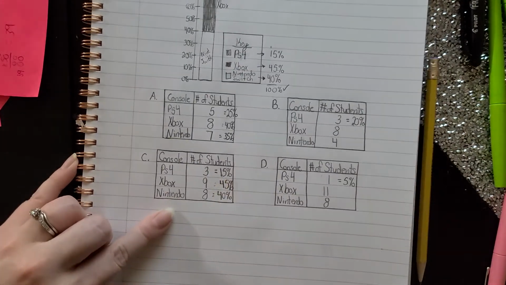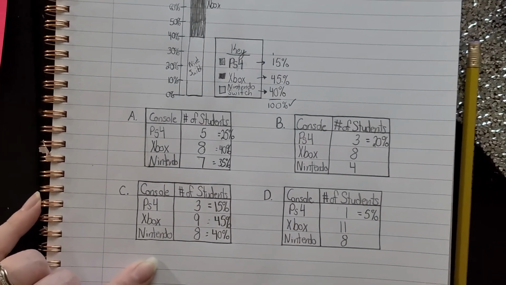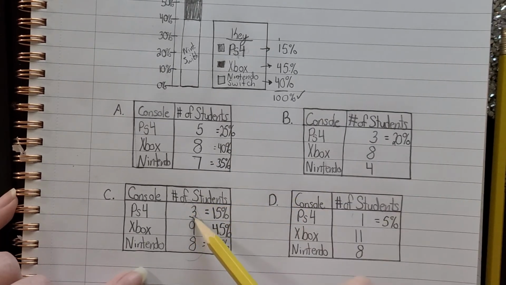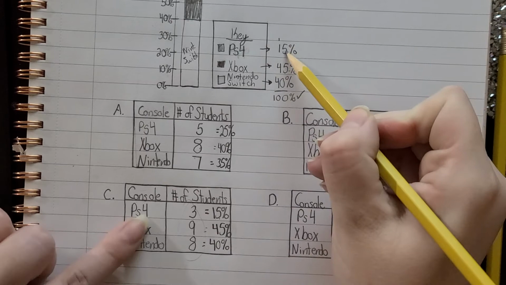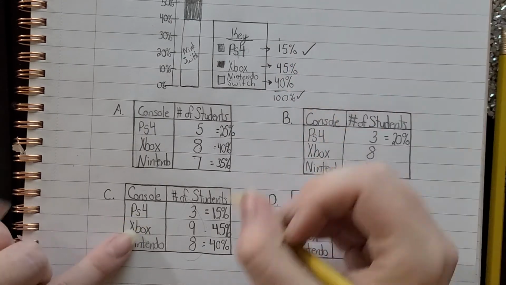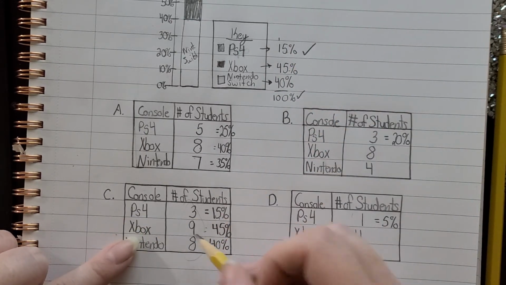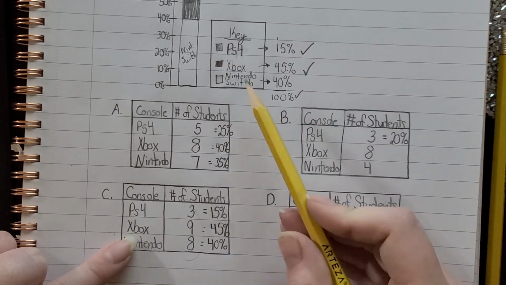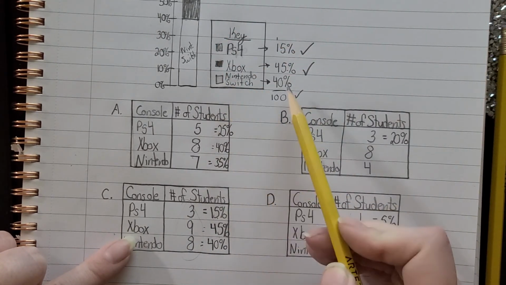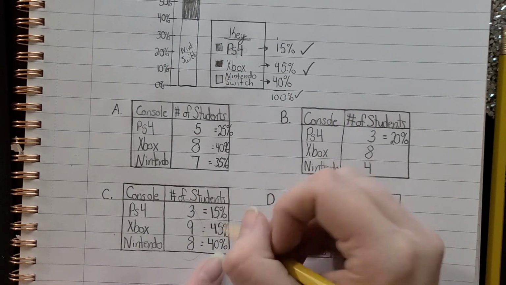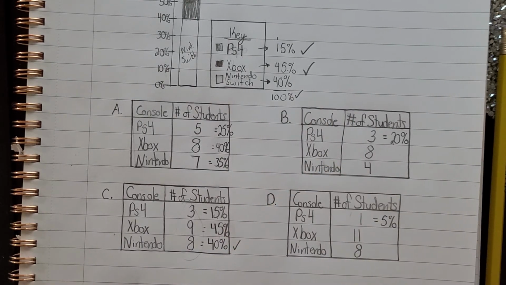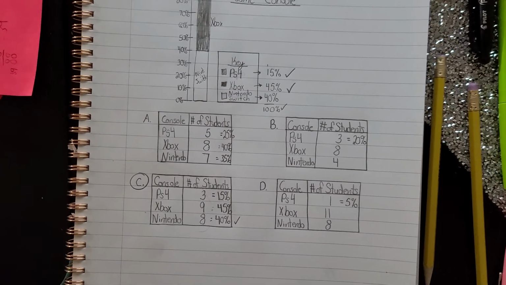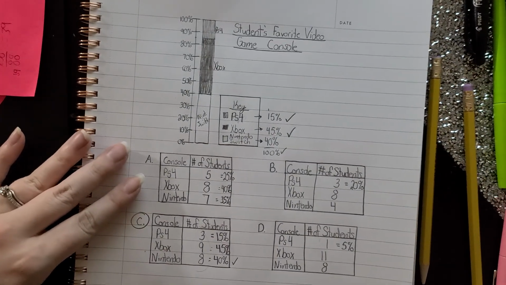All right, we used percent proportions to match that to our tables. Okay, in this table we had 20 students total. 3 out of 20 was 15%. PS4, check. Okay, Xbox, we had 9 students, which was 45%. Okay, that matches what we had. The next one, we're looking for Nintendo Switch to be equal to 40. Nintendo equal to 40. Yep. All right, that's how you know that they match exactly. All right. If you have any questions about this, please ask.